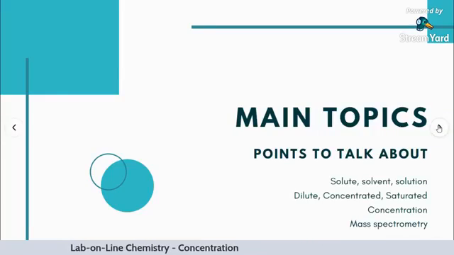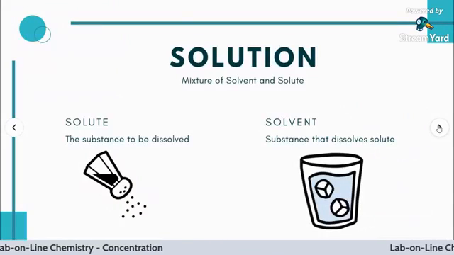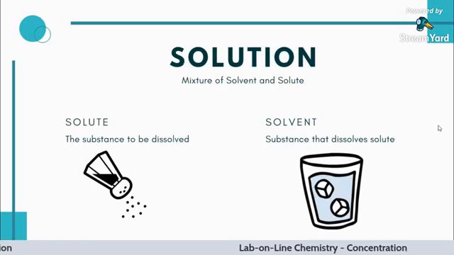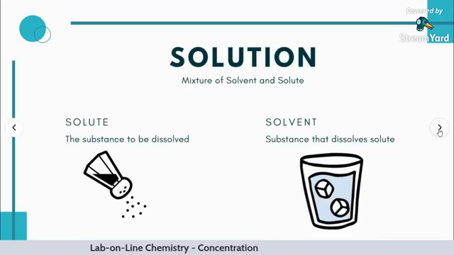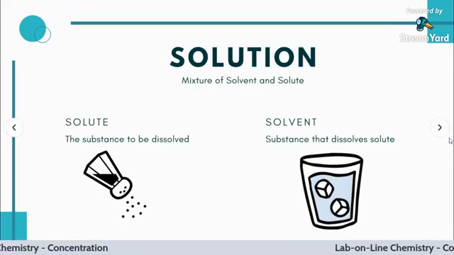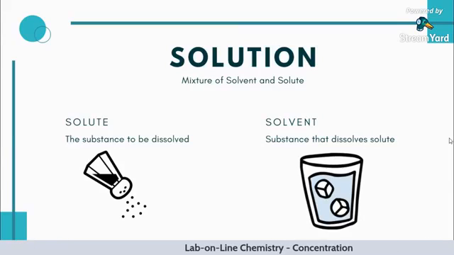So let us start our session with the easiest one. What is the difference between solute, solvent, and solution? On the slide, a solution is the mixture of the solvent and solute. And what exactly is a solute and solvent? The solute is the substance that gets dissolved, whereas the solvent is the substance that dissolves the solute.